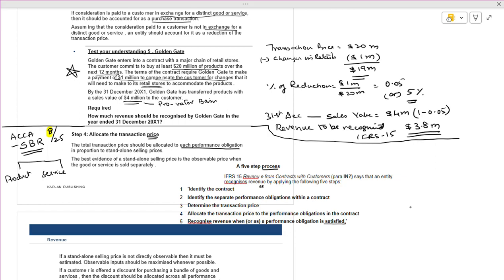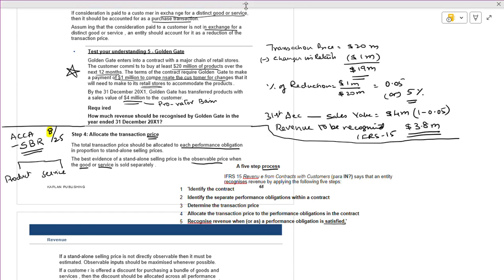The best evidence of the standalone selling price is the observable price when the goods or service is sold separately. Means you are buying a product separately, but you will want service also, service for the product for the next 1 year. Every product as of now comes with a 1 year or 2 year warranty. If that is the case, what do we have to do?